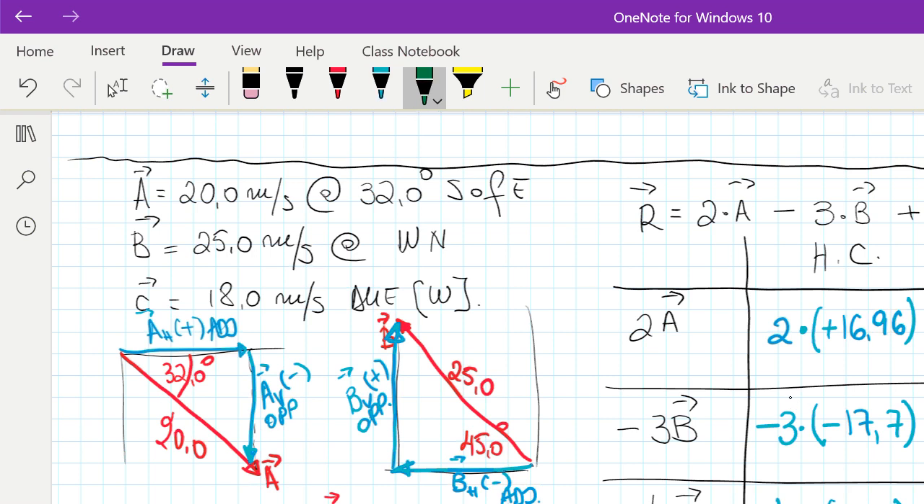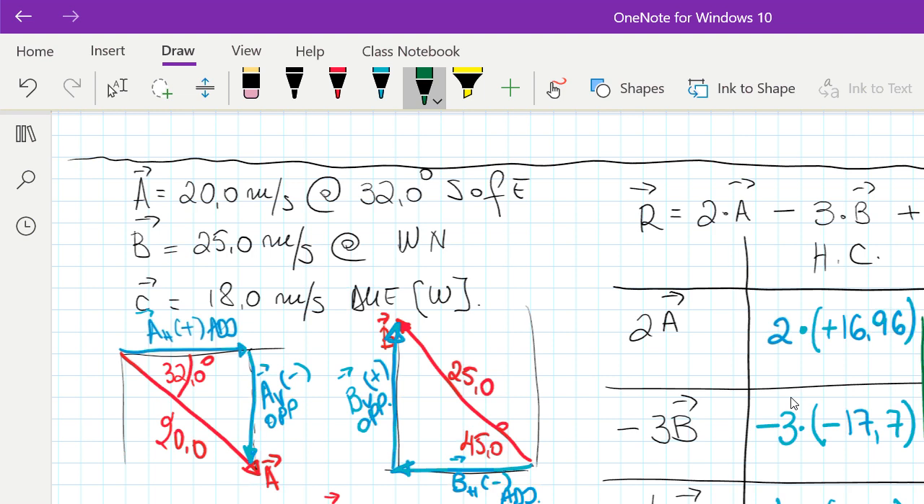Now, in order to find the horizontal component and the vertical component of the resultant, we will add all those numbers here. So then in your calculator, 2 times 16.96, negative and negative will give you positive, 3 times 17.7, and positive and negative will give you negative 0.25, which is 1/4 times 18. So you will have a value that is positive 82.52.